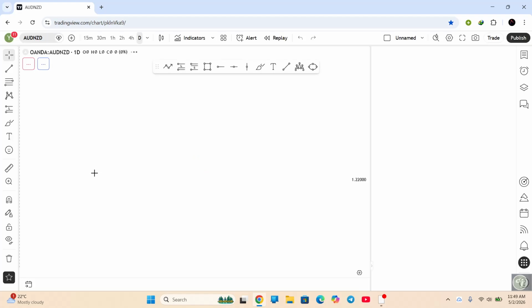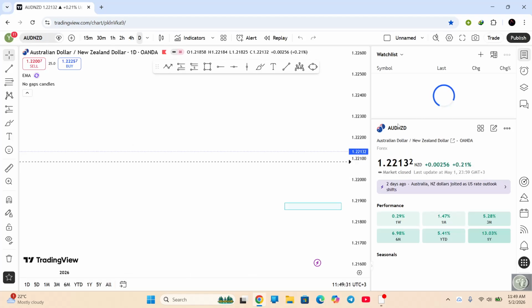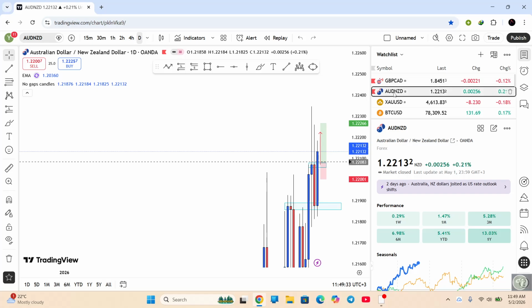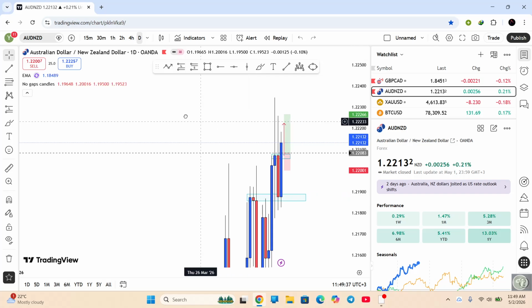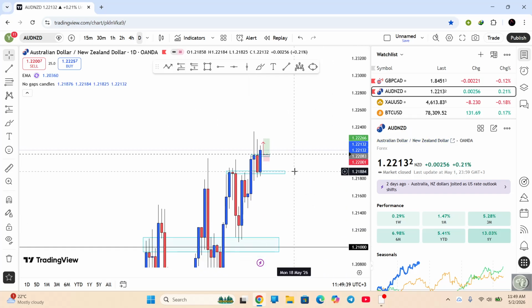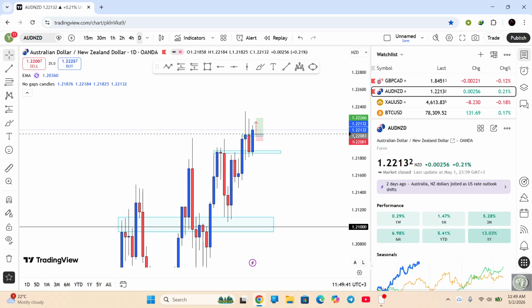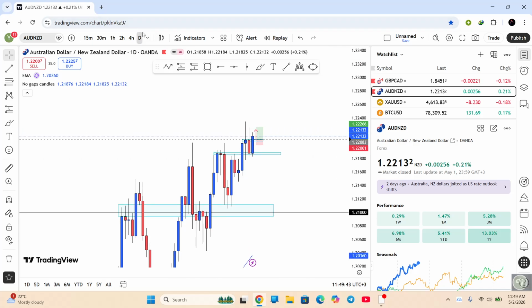Let's go straight to the chart. For Monday, I have only two pairs on my interest. The first one is AUD and NZD, the second one is GBCAT. So I'll explain that as fast as I can. Okay, AUD and NZD, we start from the daily time frame.